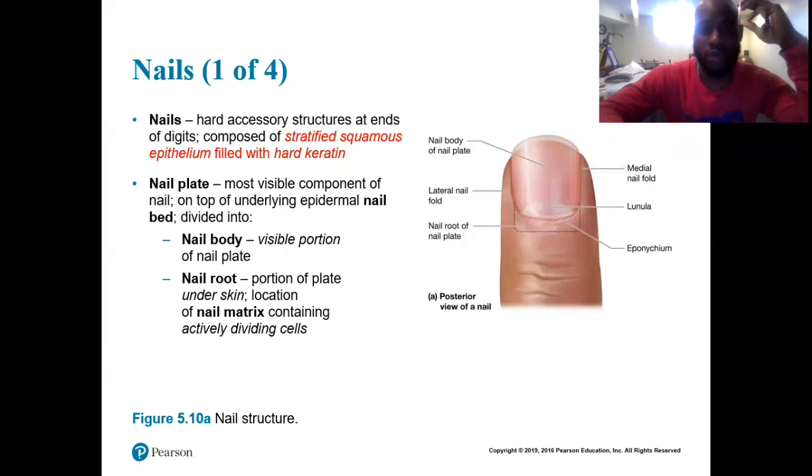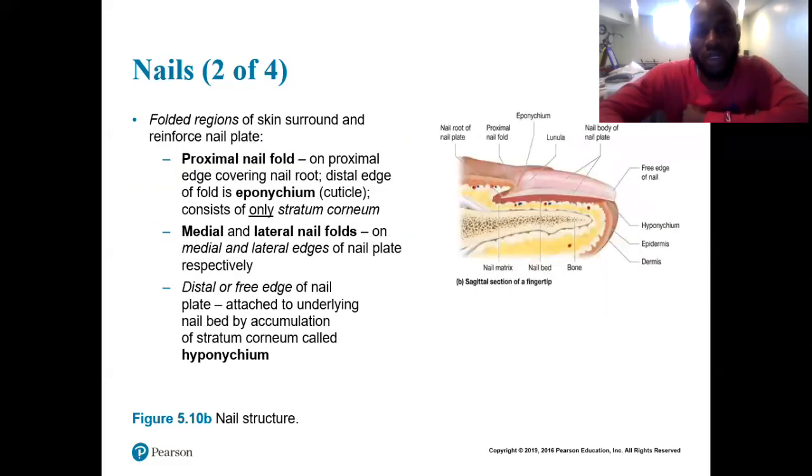Nails have a little bit more purpose. Very similar, stratified squamous epithelium filled with a hard keratin. Nails have a nail body and a nail root that make up the nail plate. This is the shape of your nail.